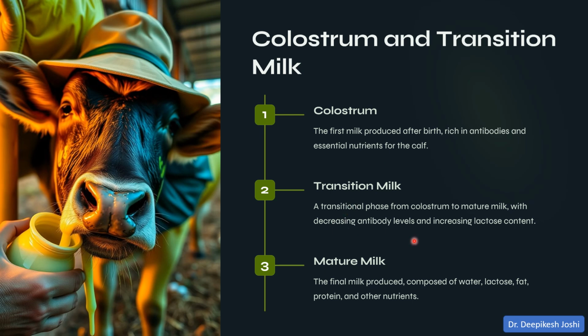Then transition milk is the transition phase from colostrum to the mature milk, which has fewer antibodies, less protein, but high lactose content. And mature milk is the final milk produced, which is composed of 87% water, and the rest 13% is dry matter, which consists of lactose, fat, protein, and other nutrients.